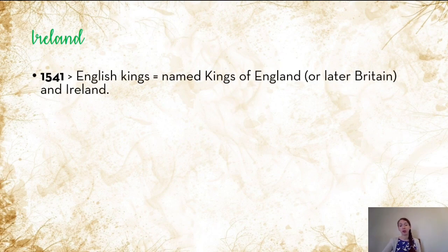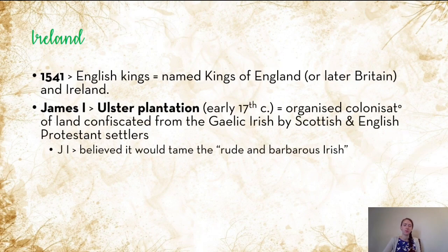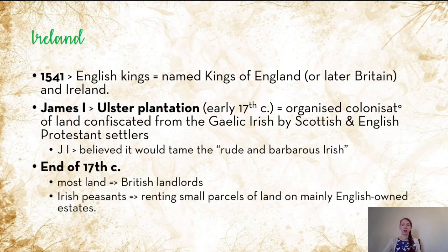Now, what about islands? How far do we go back? We could go back a lot further, but we'll go back to the 16th century, a moment when English kings were named kings of England or later Britain with the Act of Union that we've just mentioned. During the reign of James I, there was an organised colonisation of lands called the Ulster Plantation, Ulster being a region of Ireland, that is in the north of Ireland. James I believed it would tame the rude and barbarous Irish people. So you can see that already there was a certain feeling of superiority on the part of English people. At the end of the 17th century, most of the lands belonged to British landlords rather than Irish people themselves. The Irish peasants would rent small pieces of land on mainly English-owned estates.